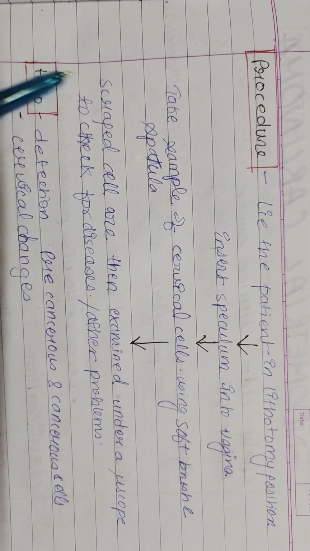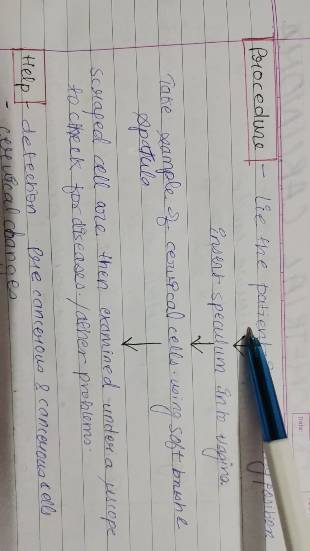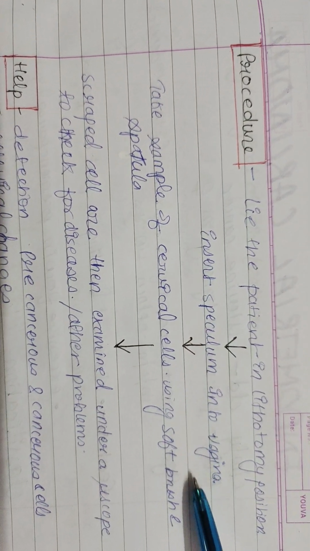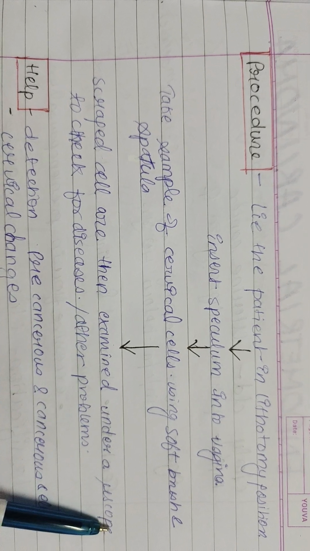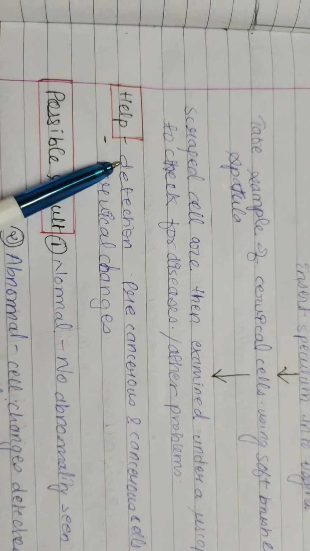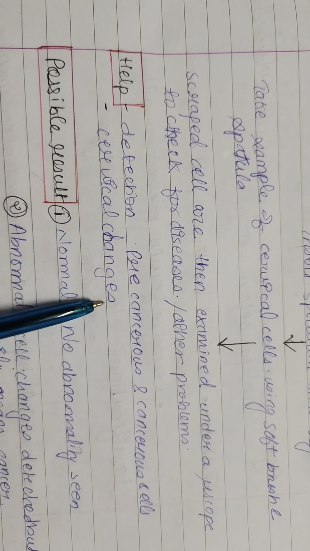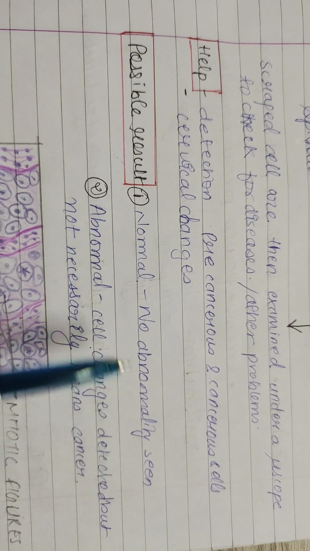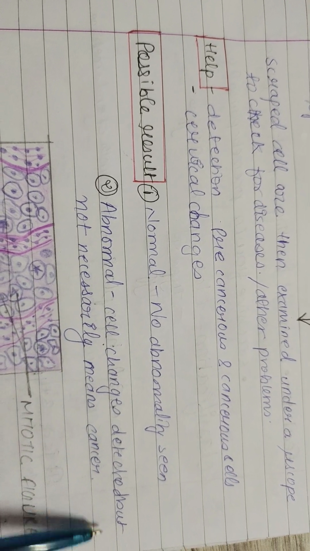Now the procedure of Pap smear is: lie the patient in lithotomy position, insert speculum into the vagina, take a sample of cervical cells using a soft brush and spatula. Scraped cells are then examined under a microscope to check for the disease or other problems. It helps to detect precancerous and cancerous cells and also helps to see the cervical changes. Possible results are normal, no abnormality seen, or abnormal, in which cell changes are detected but it does not necessarily mean cancer.